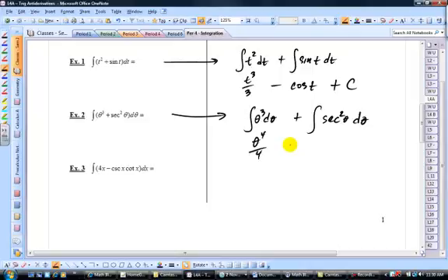Now the integral of secant squared is a function whose derivative is secant squared. And what function would that be? Tangent theta.